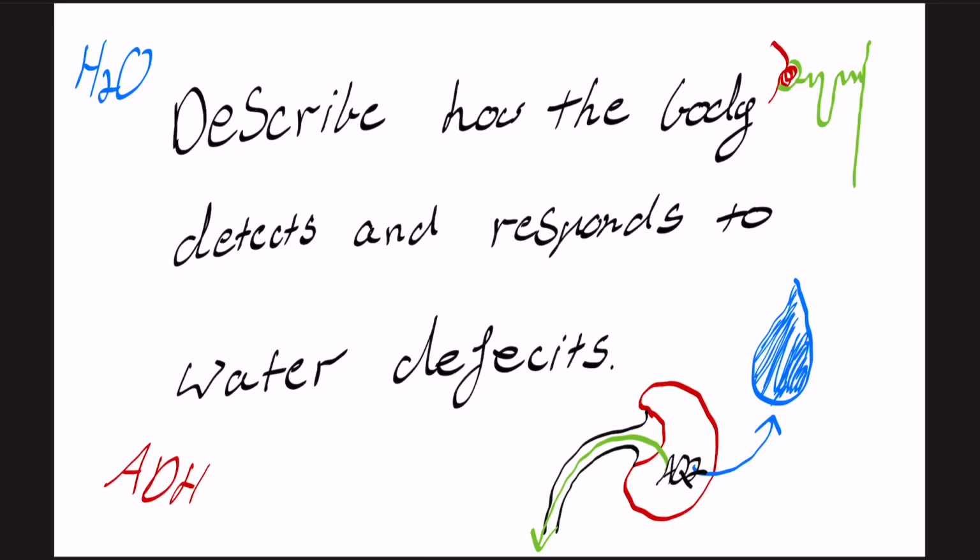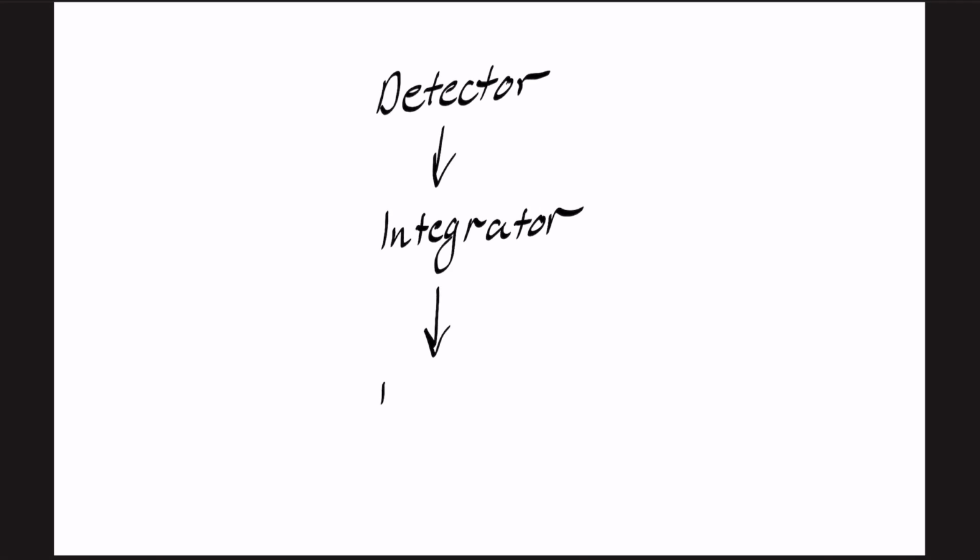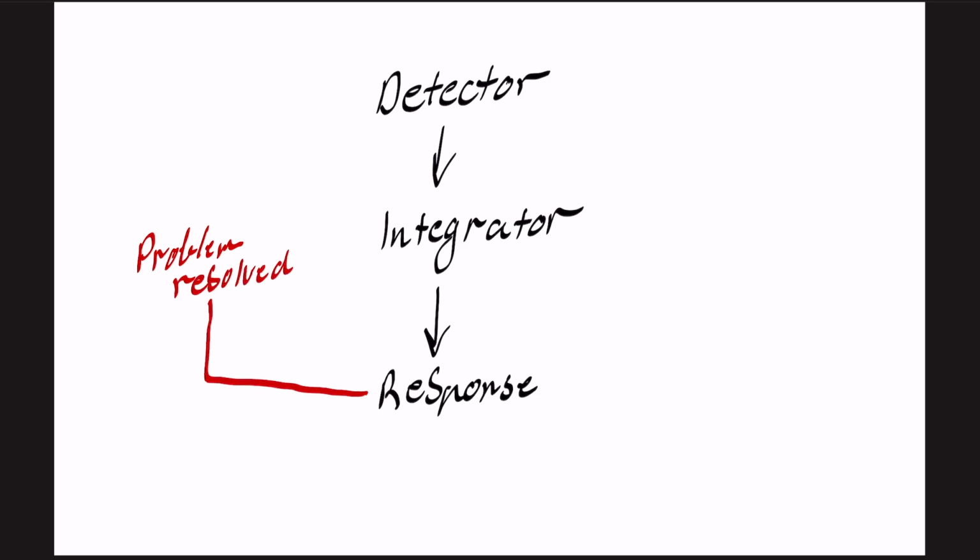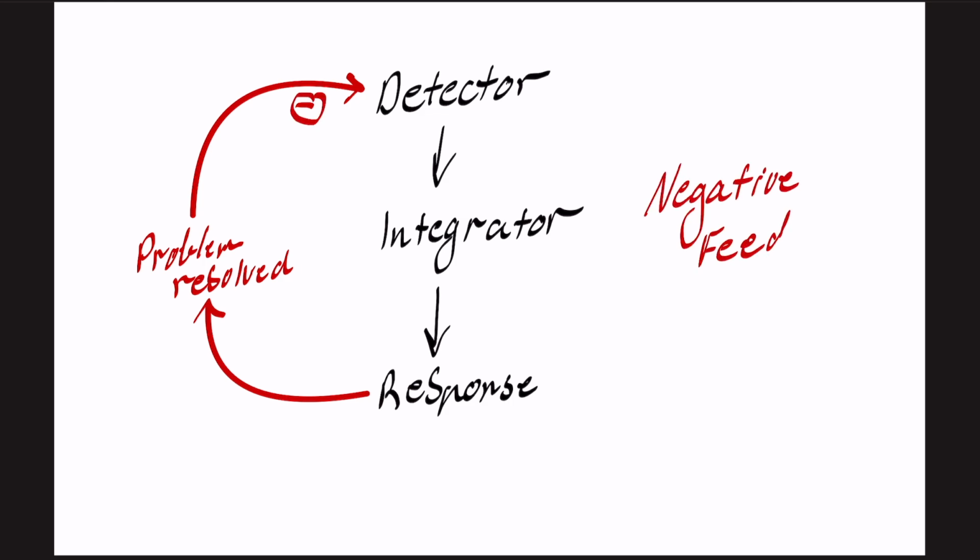Everyone, today we're going to cover the question: describe how the body detects and responds to water deficits. My approach to this question would be to outline a detection, integrator, response mechanism. All of these sorts of mechanisms, or most of them, are usually negative feedback loops, meaning that once the problem is corrected, it will then decrease the response so that you don't have over-response and overcorrection.